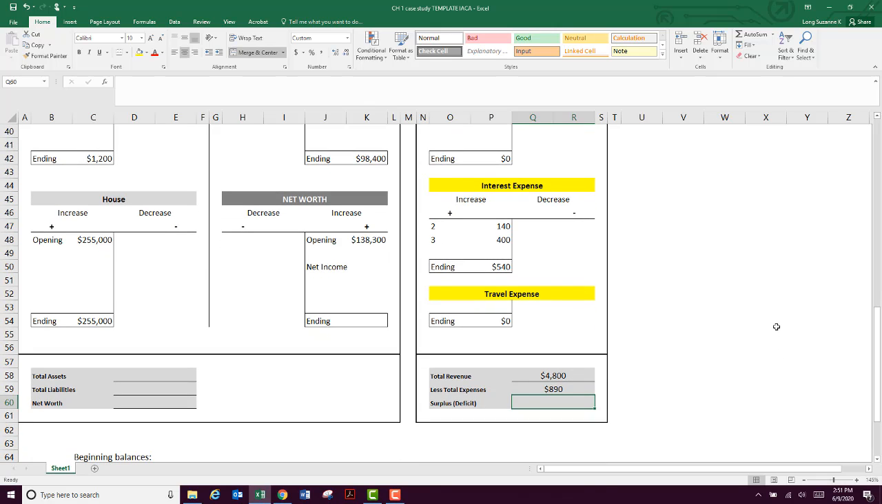Revenue minus expense is the deficit. Revenue minus expense equals net income. So 4,800, click on that one, minus click on that one, and we've got a surplus.